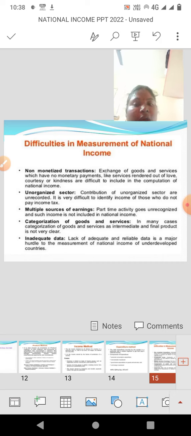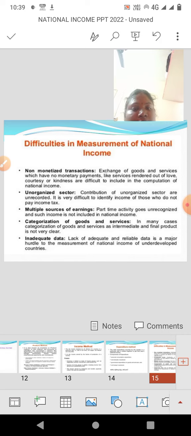Another one is the unorganized sector. Contributions of the unorganized sector are unrecorded. It is very difficult to identify income where it comes from those who do not pay income tax. So these are all unorganized sector. Another one is multiple sources of earnings. Part-time activity goes unrecognized and such income is not included in national income.